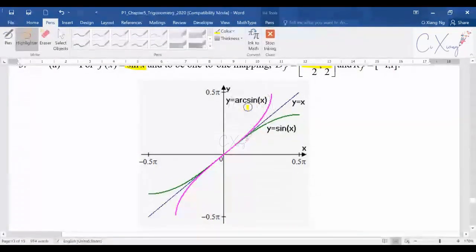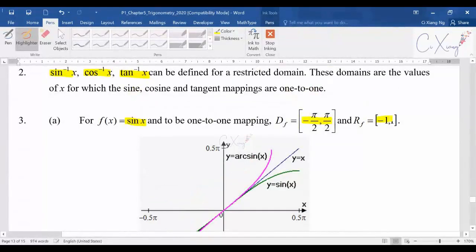Again, as you already learned, the original function for sine has domain negative pi over 2 to pi over 2, and the range is from negative 1 until positive 1. Which means that when you get the inverse function, the domain of the inverse function will be the same as the range of the function, which is x between negative 1 and 1. And for the range of the inverse function, you refer to the domain of the original function, which is negative pi over 2 to pi over 2.